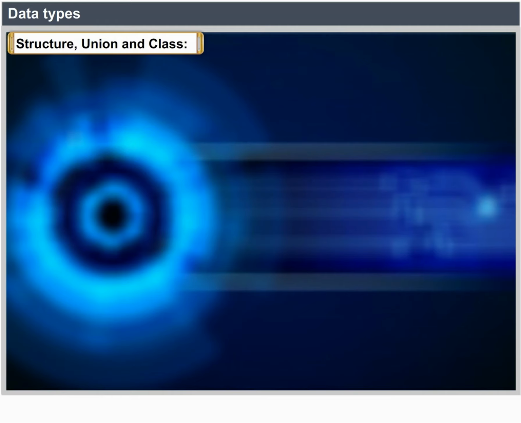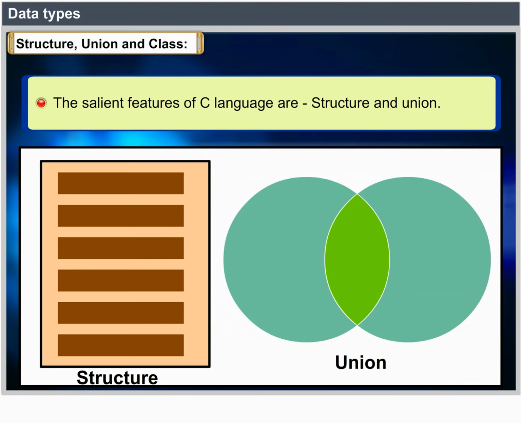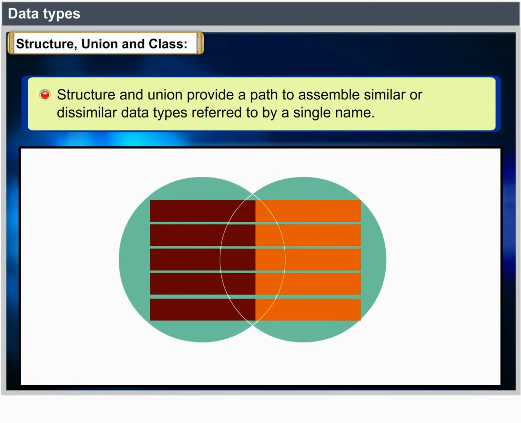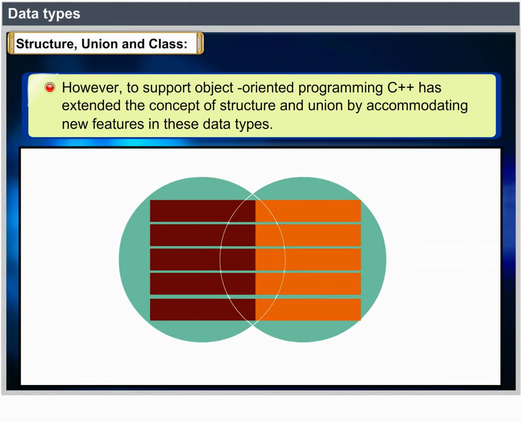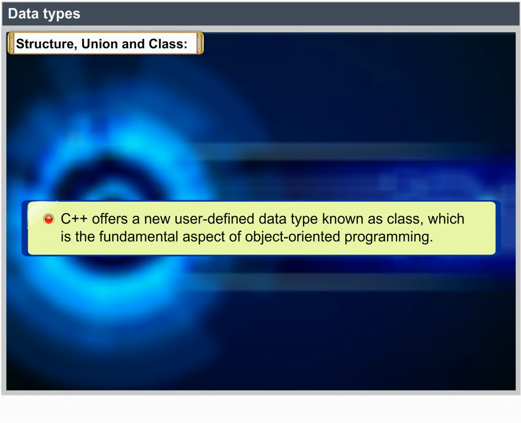Structure, union, and class. Structure and union are the significant features of C language. Structure and union provide a way to group similar or dissimilar data types referred to by a single name. However, C++ has extended the concept of structure and union by incorporating some new features in these data types to support object-oriented programming. C++ offers a new user-defined data type known as class, which forms the basis of object-oriented programming.